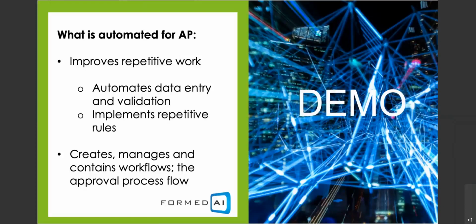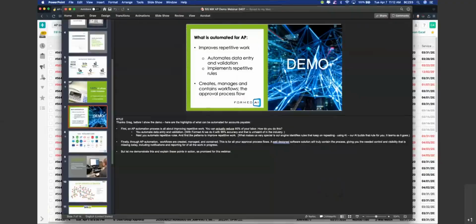And then finally, through AP automation, we're able to create workflows that are managed and contained. This is for all your approval processes. A well-designed software solution that can truly contain the process gives you the needed control and visibility that you may be missing today, including notifications and reporting for all the work that is currently in progress. But let me demonstrate these points in action, all right? So I'm going to minimize my PowerPoint here, and we're going to get into the live show and tell.